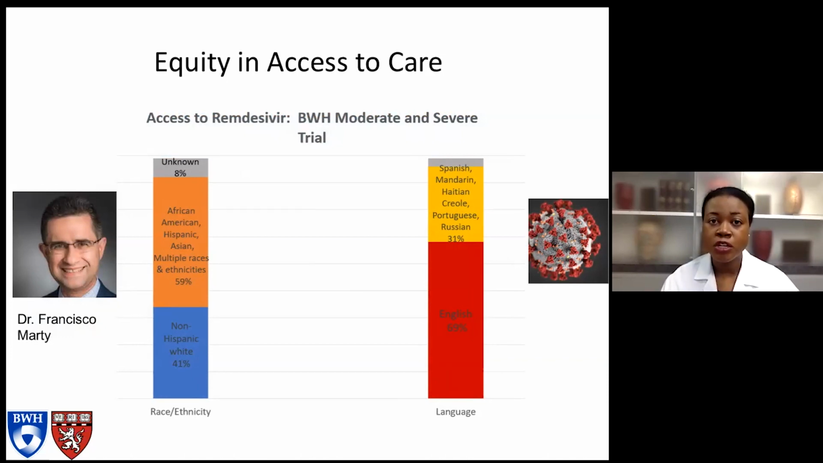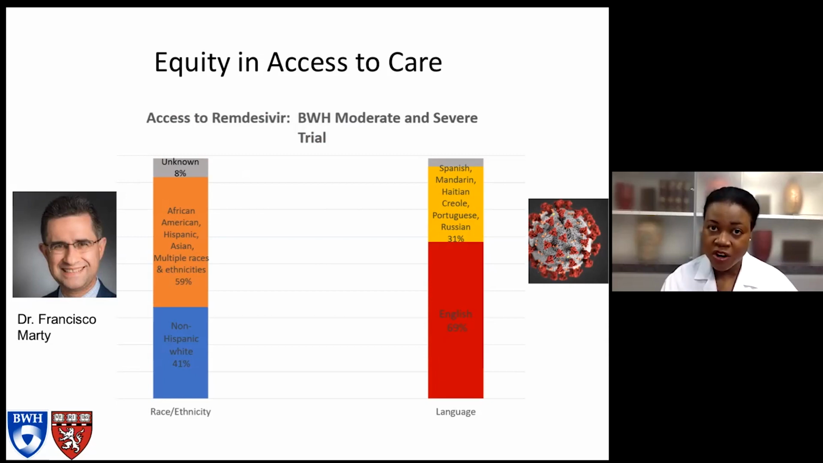And finally, with respect to patient care, early in the pandemic, there were very few options for treatment. And it was important to make sure that even as we were testing the utility of various options, we were doing that in a way that provided that care or access to clinical trials across difference and diversity. One of the important treatments that is emerging is antiretroviral therapy, including remdesivir. And in our hospital, we had early access to the moderate and severe remdesivir trials.